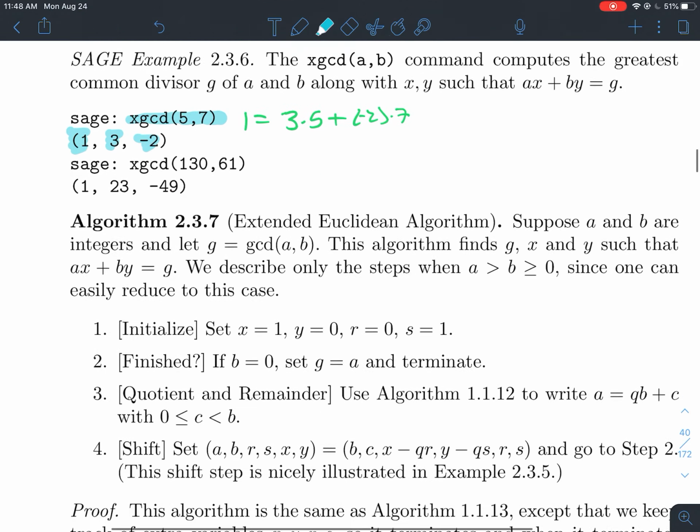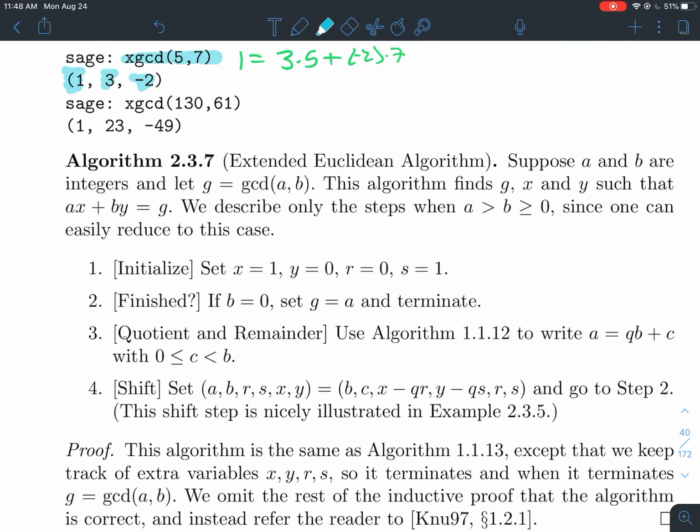So there's kind of a computer science way to write this algorithm we just talked through. You can take a look at that if it makes sense to you. Otherwise, just rewatch how we did a few computations to get a feel for it.